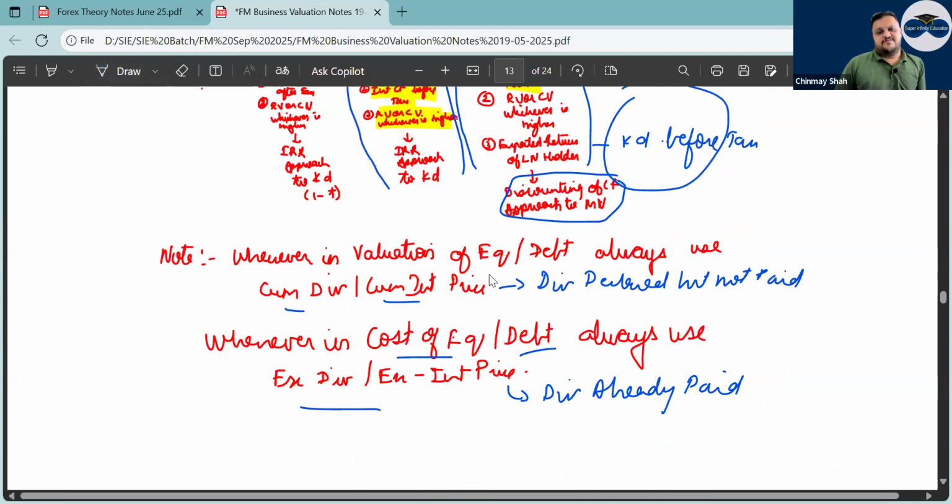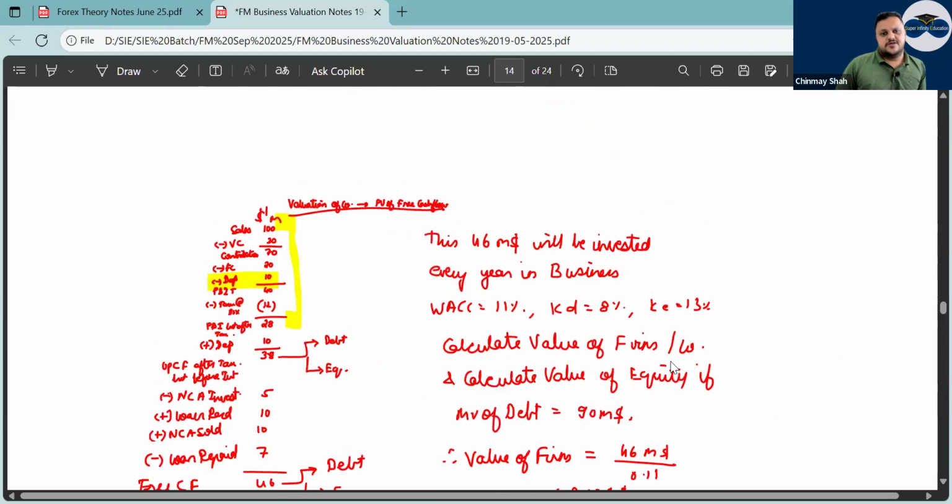Have a look. Whenever in valuation of equity or debt, always use cum dividend or cum interest price. Dividend declared but not paid, or interest about to be paid. And whenever cost of equity, Ke, or KD is to be found out, correct? You take ex dividend or ex interest price.